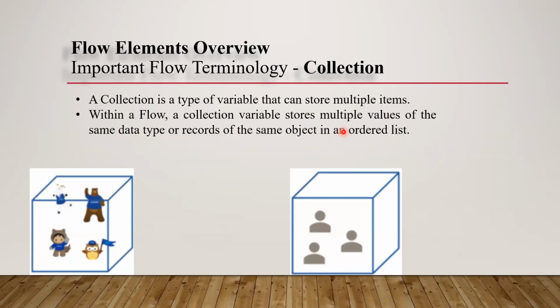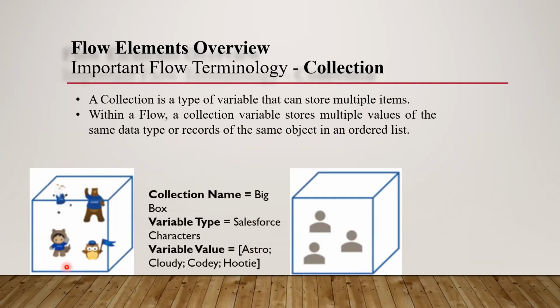Now, the best example is when you are saving account, but I'll take this example later when I go more in depth. So this is a collection of variable type Salesforce characters. You're not going to place your Marvel characters inside this. Even if you try to place it, it won't take it. What is your collection name? I've given the collection name as big box, and variable type as Salesforce character so that it can only allow Salesforce characters to come into this collection. And I've given the variable values as Astro, Cloudicity, all these characters, their names are there.